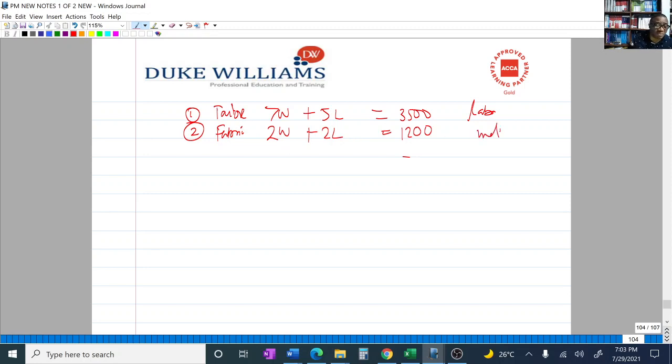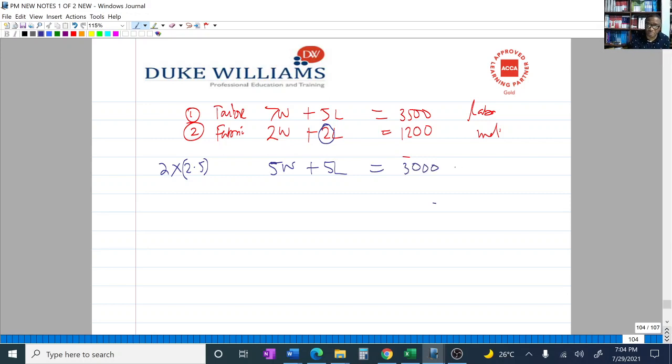So the object is to eliminate one. So what I could do is I could say equation 2 multiplied by 2.5. The object is if I multiply this by 2.5, I'm going to get another 5. So then this becomes 5W plus 5L equal to 5 times this bit there, which should give us 2.5 multiplied by that. So that is about 3,000, I suppose.